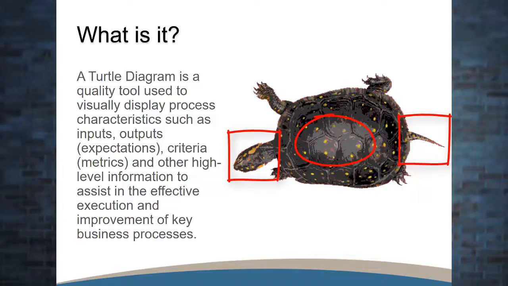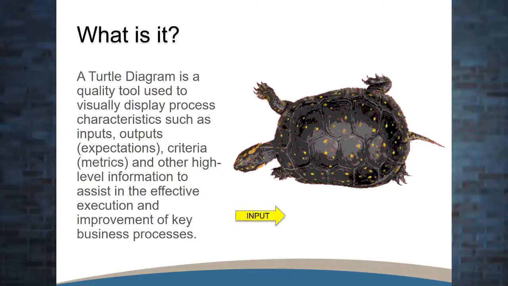I was informed by a student about 3 years ago that the turtle, after probably 10 years of being presented, was in fact 180 degrees in the wrong direction. So I'll let you think about that for a second. Input, process, output. So that's a turtle diagram.